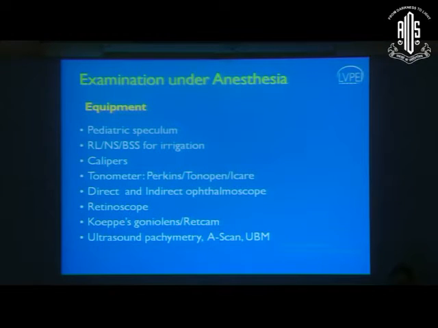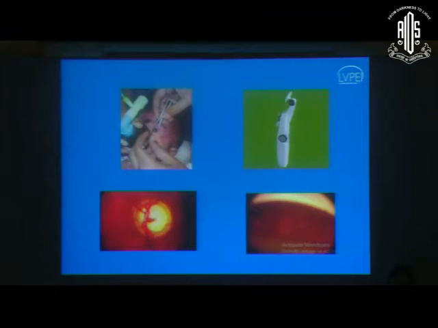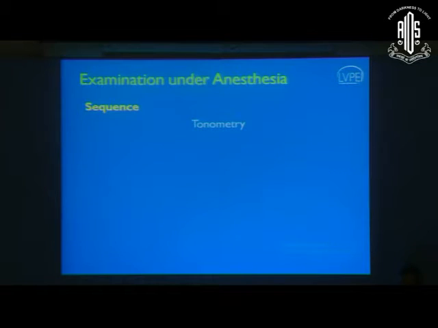The equipment that is needed for this EUA is the pediatric speculum, calipers, tonometer, direct and indirect ophthalmoscope, retinoscope, and Koeppe's gonio lens. So these in brief are the things that we do. We measure the horizontal corneal diameter with the use of calipers, measure the intraocular pressure, preferably by Perkins applanation tonometry, evaluate the optic disc cupping and other features of the optic disc, and evaluate the angle by gonioscopy if the corneal clarity allows us to do so.